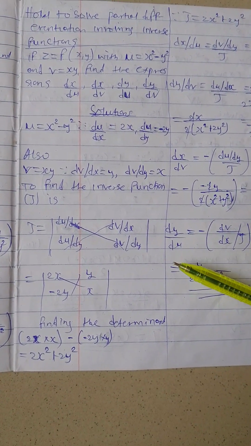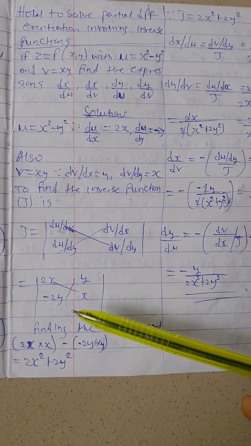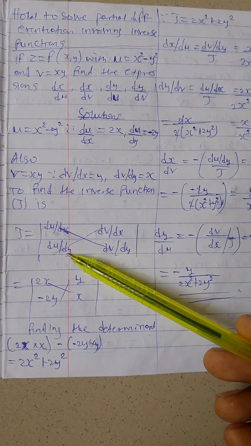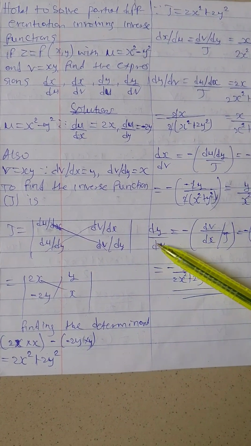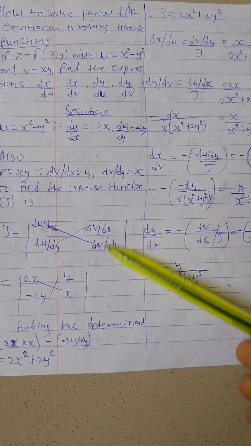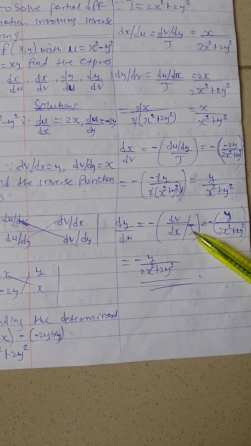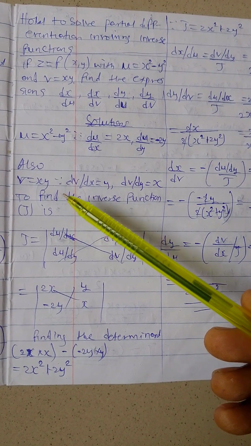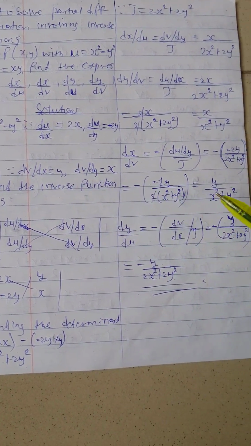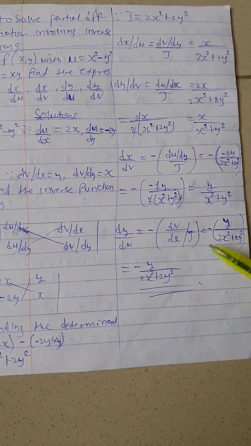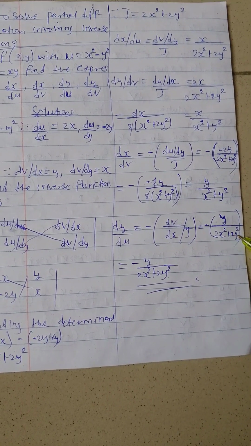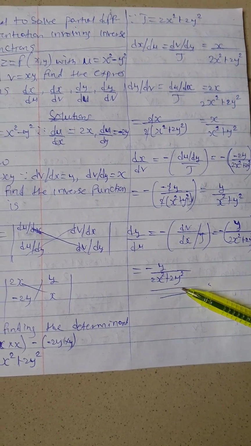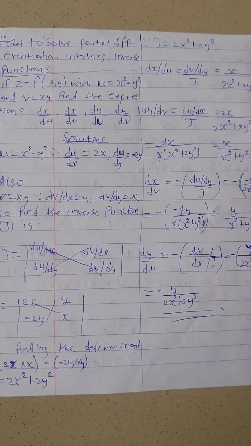Now again we have that. Again after doing dx over dv, now you do dy over du. Now dy over du is equal to minus bracket dv over dx over j. Now dv over dx is y. So that is y over j. My j is 2x squared plus y squared, right? So if you open this bracket, that becomes minus y over 2x squared plus 2y squared. So that's the answer for this one.